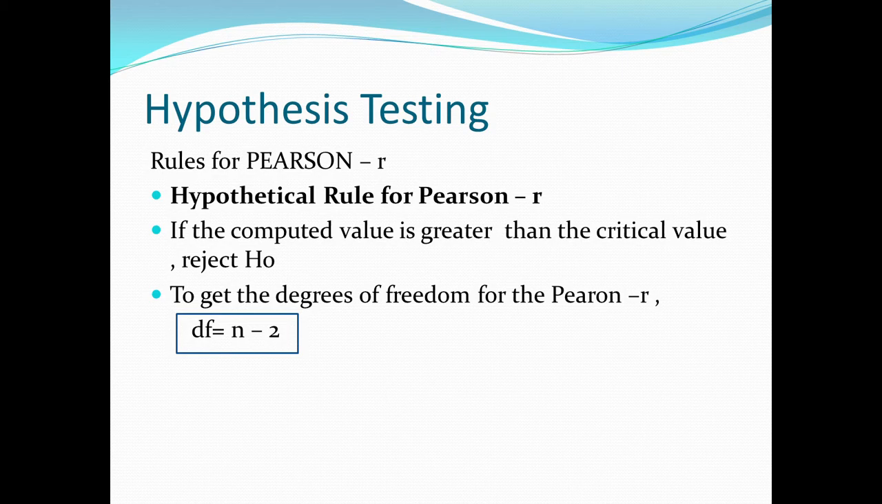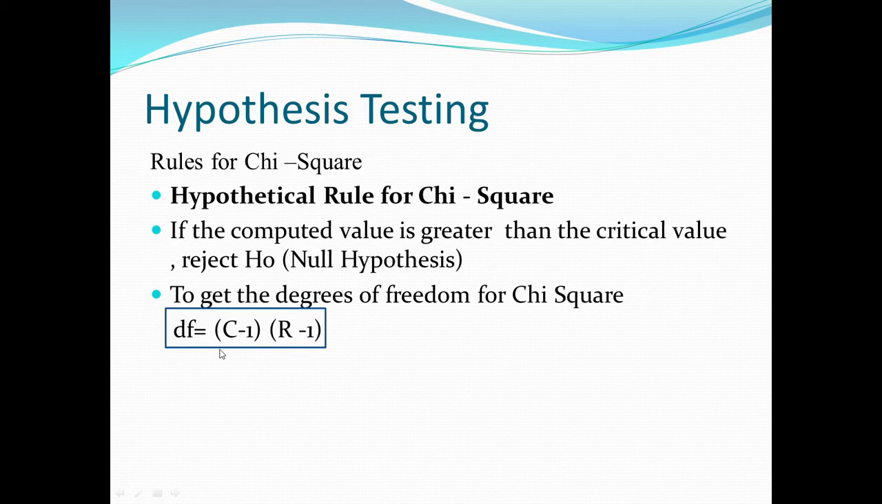But then usually, doon sa activity ninyo, given naman yun. Okay? So ito yung formula for the Pearson R when we are looking for the degrees of freedom. So ano ba yung N? Yung N, yun yung total number. Okay? Total number.